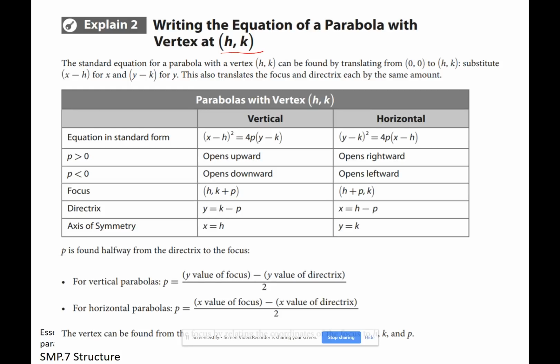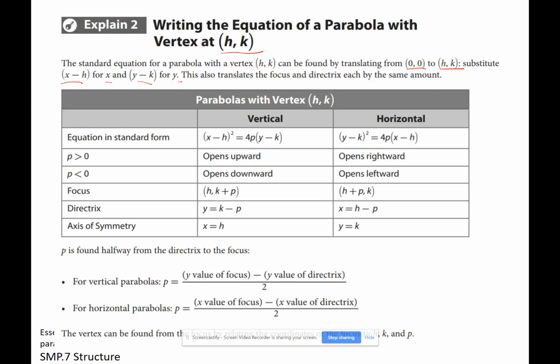Yesterday it was at (0, 0). Now we're at (h, k). So the standard equation of the parabola with a vertex can be found by translating from (0, 0) to (h, k). You substitute in x minus h for x and y minus k for y. This also translates the focus and the directrix by the same amount. So our new equation: we had an x squared there yesterday, now it's (x minus h) squared, and we had a y here yesterday, now it's a y minus k. And then the same for over here.